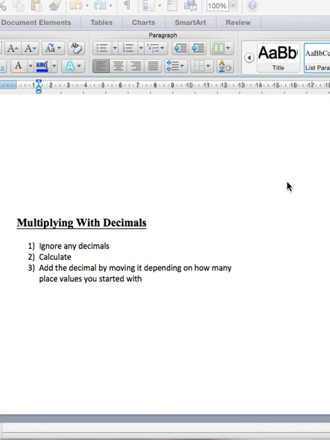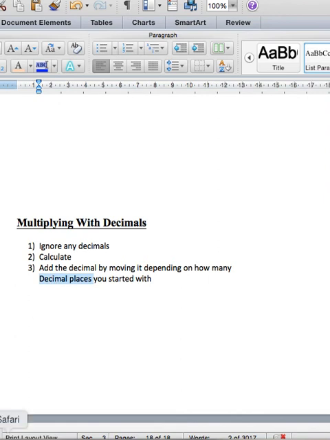by moving it, depending on how many decimal places you started with. And remember that keyword, decimal places, we'll come back to that.